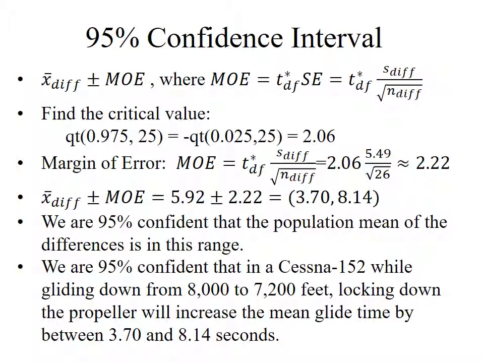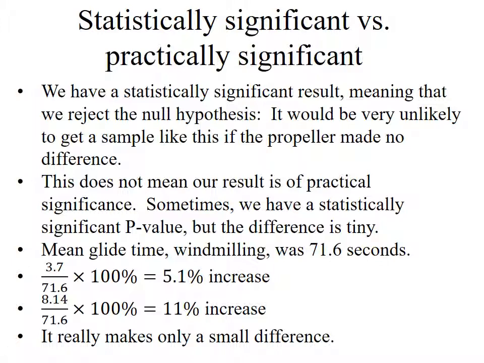In other words, okay, let's put the context in this. We are 95% confident that in a Cessna 152, while gliding down from 8,000 to 7,200 feet, locking down the propeller will increase the mean glide time by between 3.7 and 8.14 seconds. Now, this is unquestionably statistically significant. That p-value we got there was really, really statistically significant. No question about it. But is this practically significant?